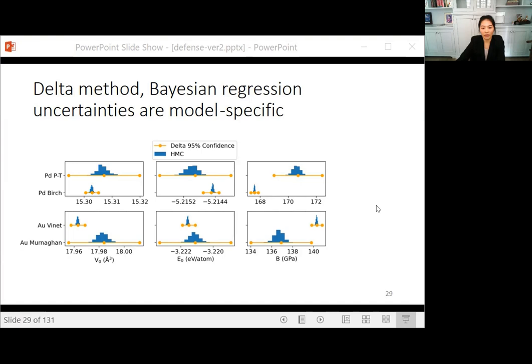So we're saying that these uncertainties are model specific because it's mainly capturing the model parameter uncertainty. It's not capturing uncertainty with regard to the model selection.